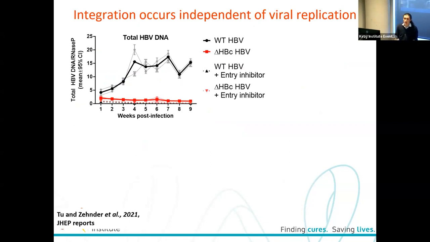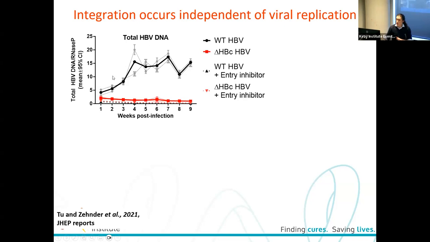We even looked at the integrations of viruses that aren't able to replicate. So ones that are lacking the core open reading frame. So they won't produce new virus. Are these integrations happening at input, or do they require replication and those forms coming back to the nucleus? So that's the question we were answering.